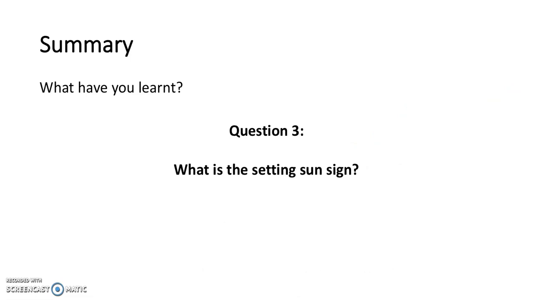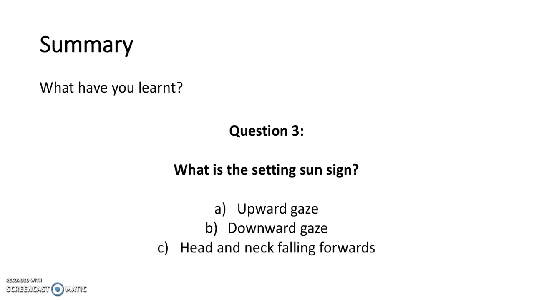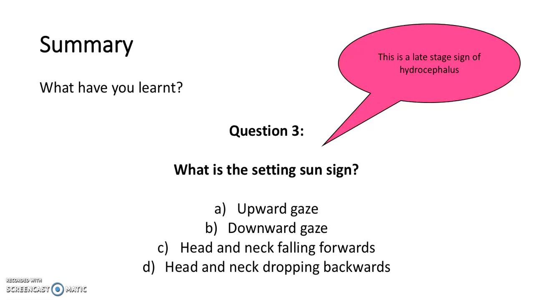Question 3. What is the setting sun sign? Is it an upward gaze, a downward gaze? Is it the head and neck falling forwards, or is it the head and neck dropping backwards? So it's a late stage sign of hydrocephalus that we've already discussed. So the answer is it's a downward gaze, so it's to do with the eyes.